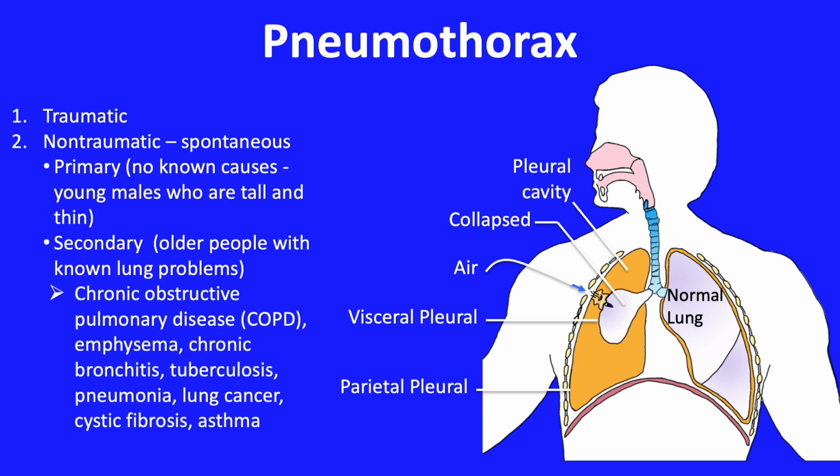Diseases such as chronic obstructive pulmonary disease, emphysema, chronic bronchitis, tuberculosis, pneumonia, lung cancer, cystic fibrosis, and asthma can all cause the secondary type of pneumothorax.